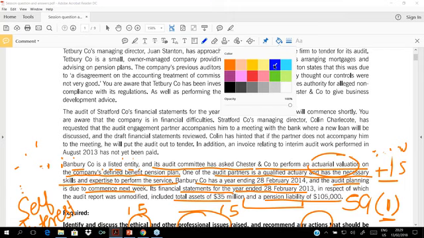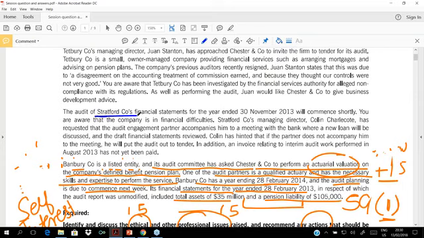Okay, now if I take a look at the Stratford Company question, it says the Stratford Company. It does not say Stratford is a listed company. So automatically, I'm not concerned about it being a listed company. I've told you in my webinar that when the question is silent, we'll assume the nature of the company as non-listed. So Stratford's year end is 30th of November and the audit will commence shortly. You are aware that the company is in financial difficulties.